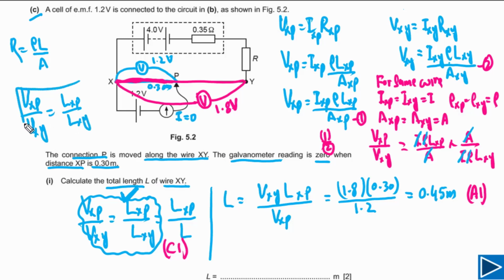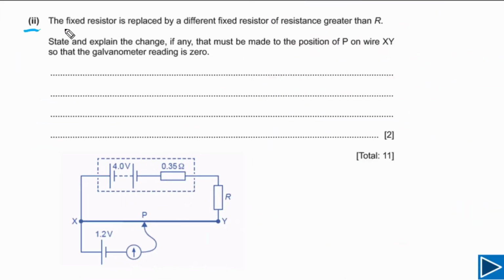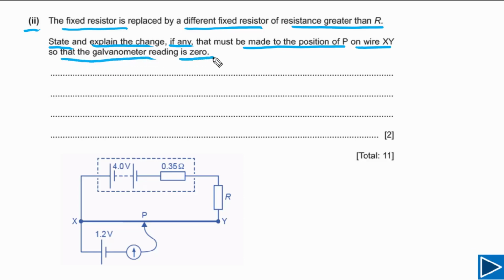Means the ratio between potential difference is equal to ratio between L. For the second part, it is given to us the fixed resistor is replaced by a different fixed resistor of resistance greater than capital R. We need to state and explain the change, if any, that must be made to the position of P on wire XY so that the galvanometer reading is again 0.